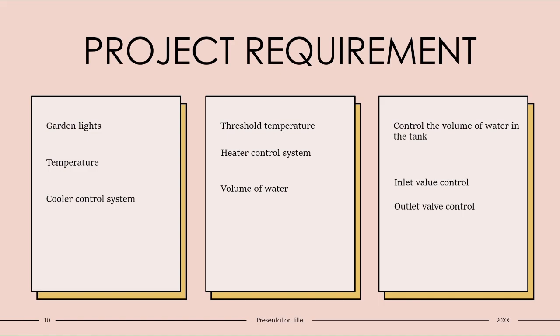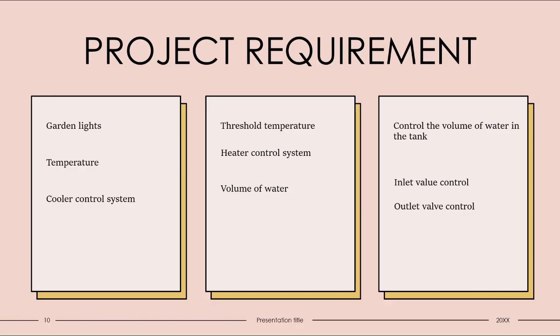project requirements. This slide breaks down the functional requirements of our home automation system in three main domains. One, the garden light control. Based on the sunlight intensity, the system dims or brightens the garden lights automatically. This helps conserve energy and ensure optimal lighting.